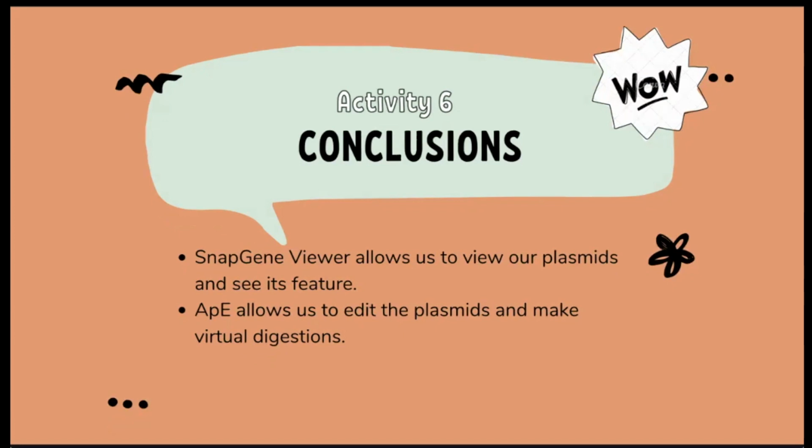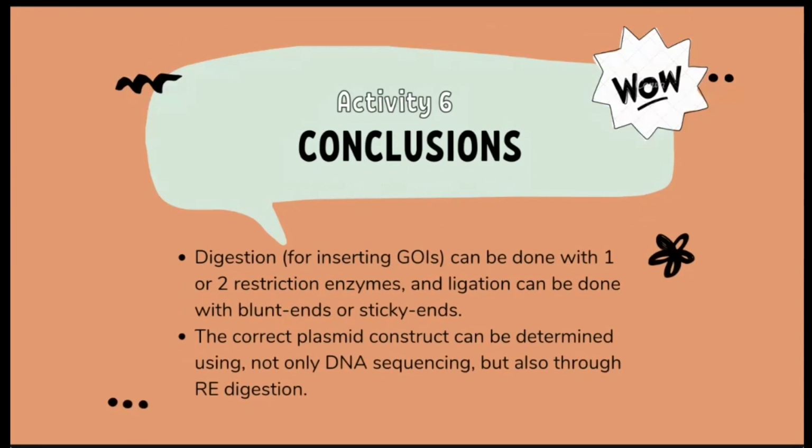So for our conclusions, first is SnapGene Viewer allowed us to view our plasmids and see their features. And with this, we were able to read plasmid maps. While APE software allowed us to edit the plasmids and make virtual digestions. Then digestion for inserting gene of interest can also be done with one or two restriction enzymes, and ligation can be done with blunt ends or sticky ends. It is also seen that the correct plasmid construct can be determined using not only DNA sequencing but also through RE digestion.